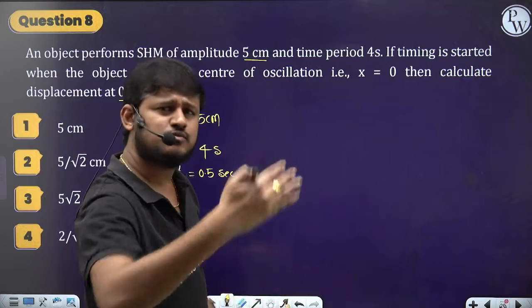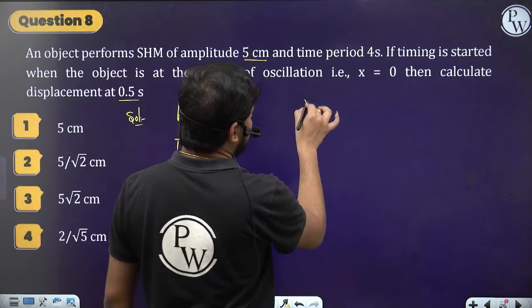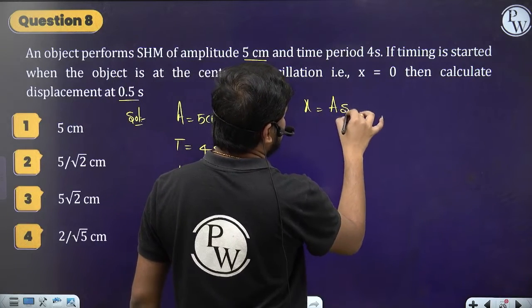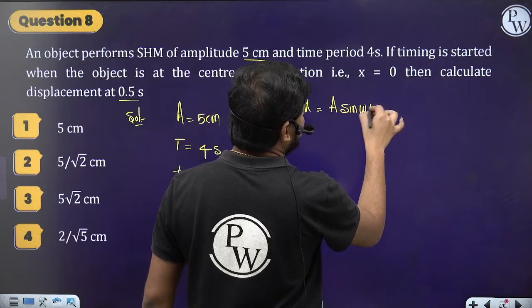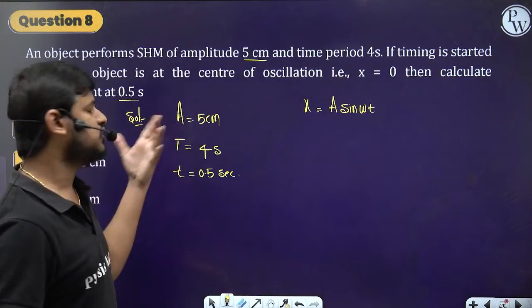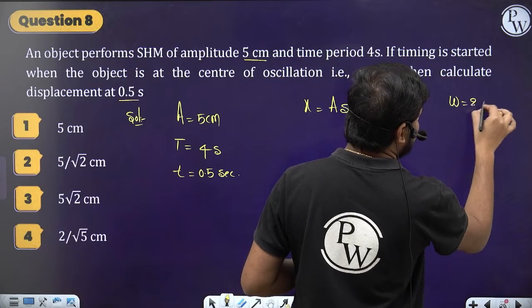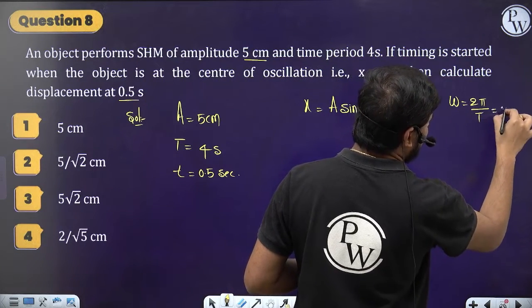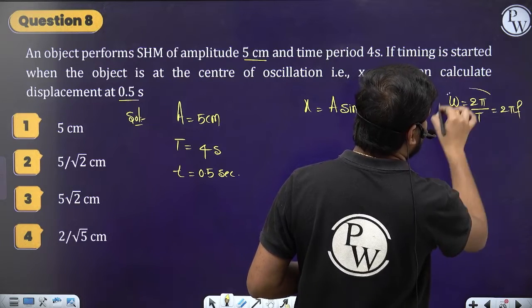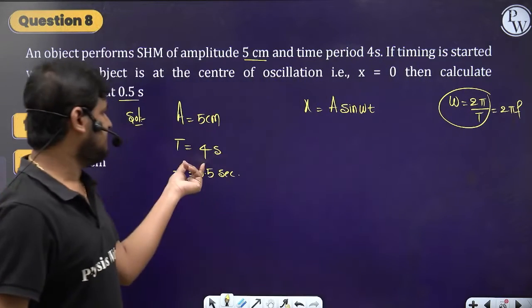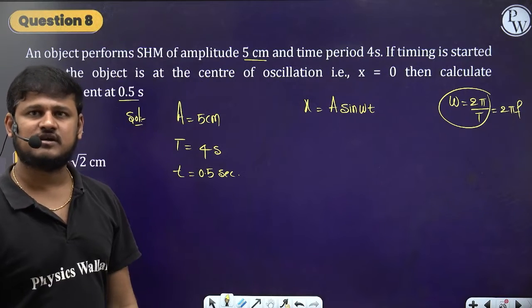So we'll take the most general one, that is x = a sin ωt. That's it. So what is ω here? In terms of time period you should write. So ω is equal to either 2π/T or 2πf. Here they gave the time period, so I'll write the formula in terms of the time period.